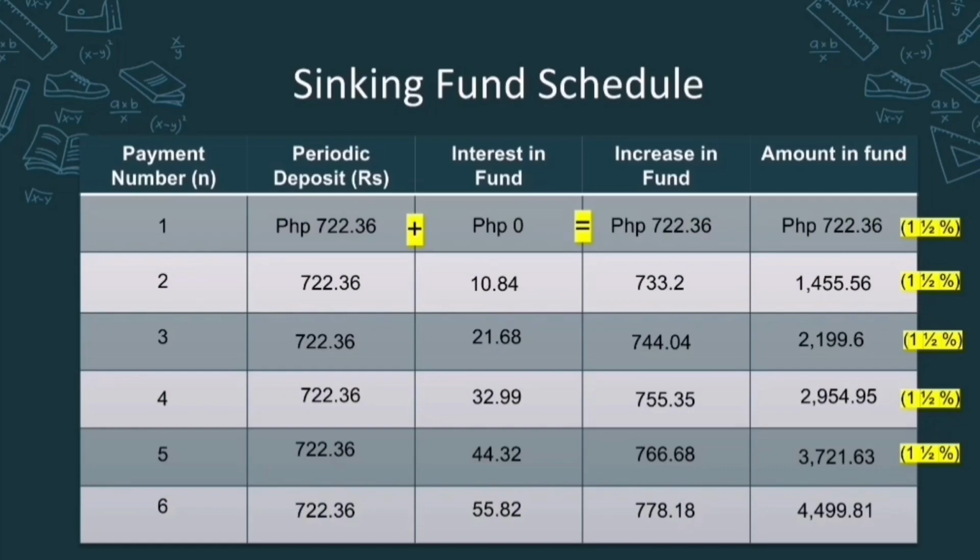4,499.81. We just need to remember that the amount that we need to achieve is 4,500, as our problem indicates. So here, we reach 4,499.81 in our sinking fund schedule, which is not far from the amount that we need to achieve. It's just that we have some decimal errors because we rounded off some of our amounts. So our sinking fund schedule is a success.